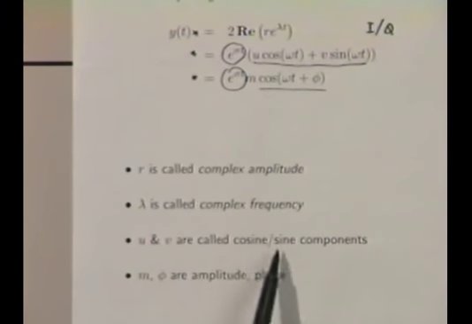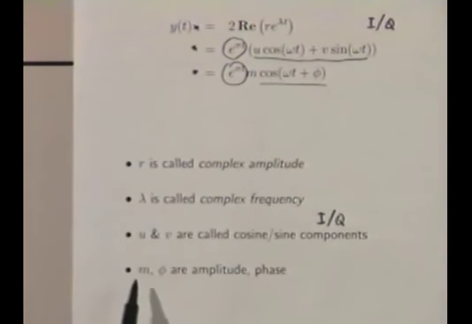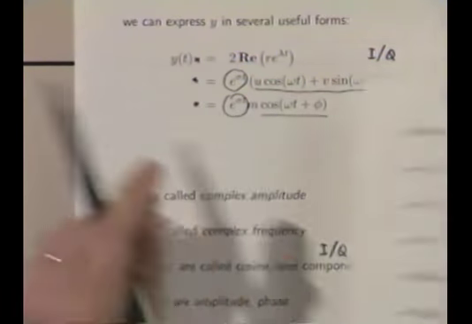U and V are called the cosine sine or IQ components, and m and phi are called the amplitude and phase. Okay? Now, a lot of interesting things. This tells you a lot about how this works.